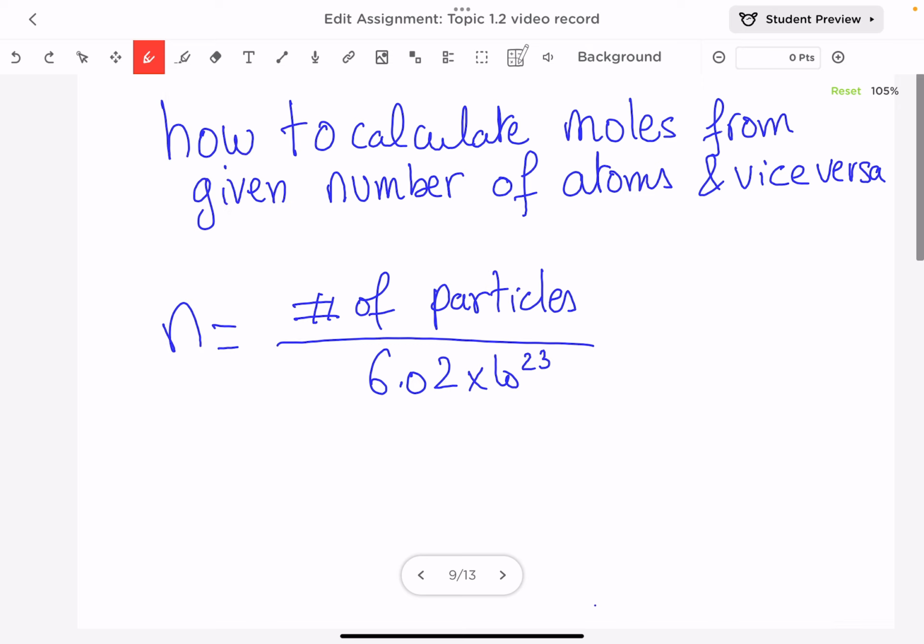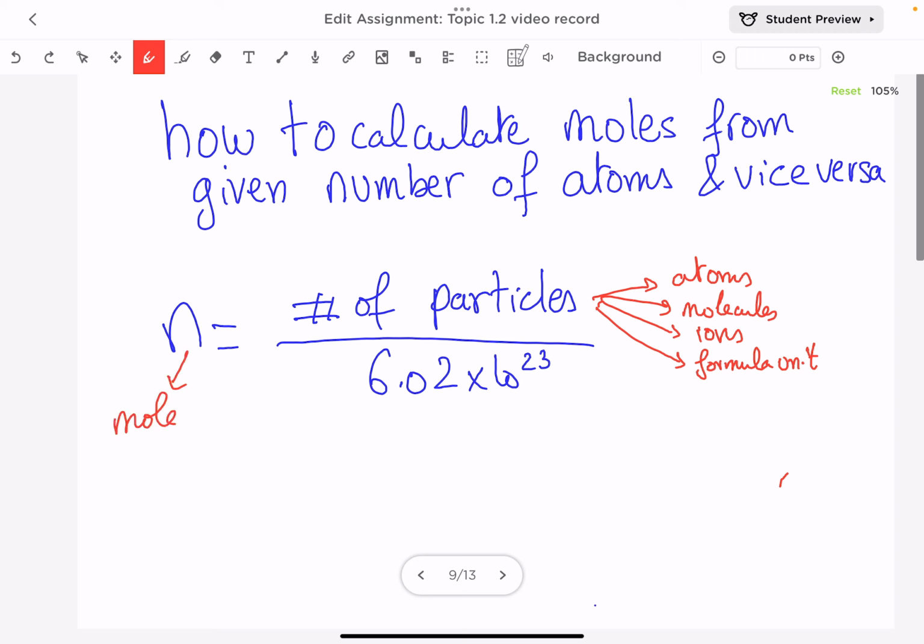Now here I'm going to mention that the particles could be atoms, could be molecules, could be ions, or formula unit of an ionic compound. And this is in mole, and this is Avogadro's number.